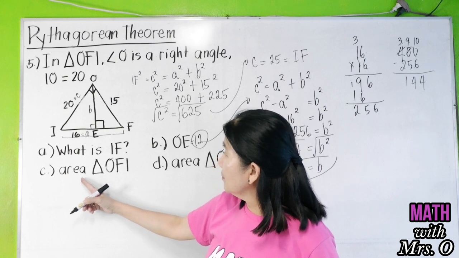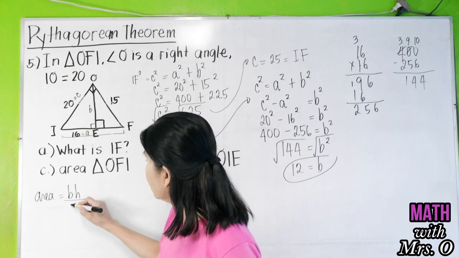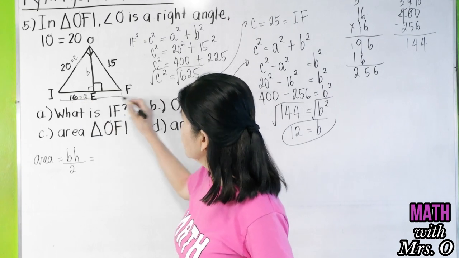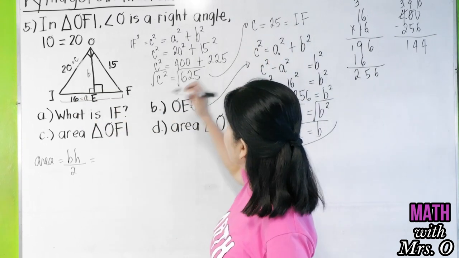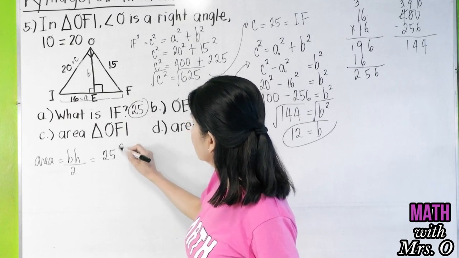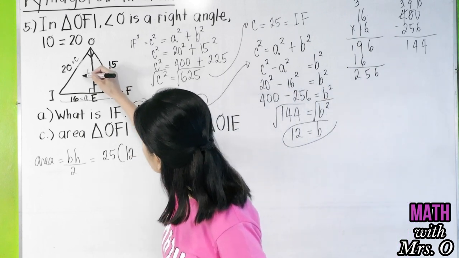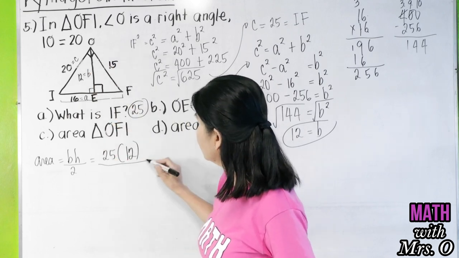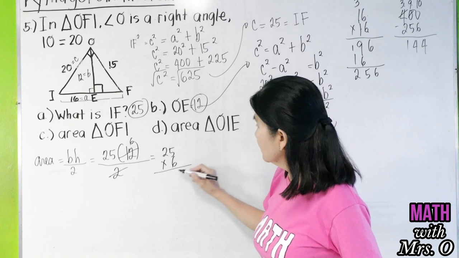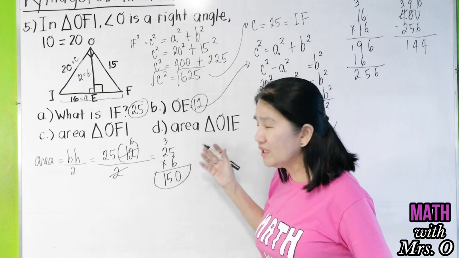Letter C. We want to find the area of triangle OFI. The area of a triangle is base times height divided by 2. This is the whole triangle OFI. You can let IF be your base. So IF a while ago is 25 here. So base 25 times height is here 12. Let me write 12 here so that you will not get confused. Divided by 2. 12 divided by 2 is 6. 25 times 6 gives us 30 carry 3, 150. There, 150 unit square.